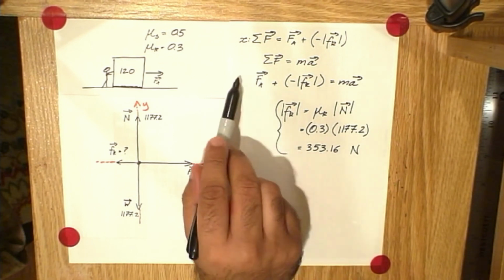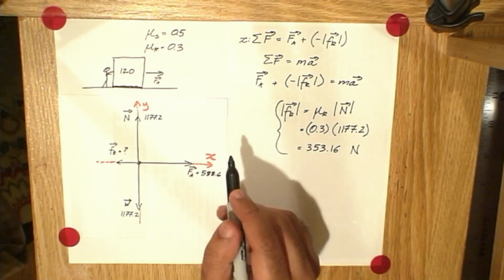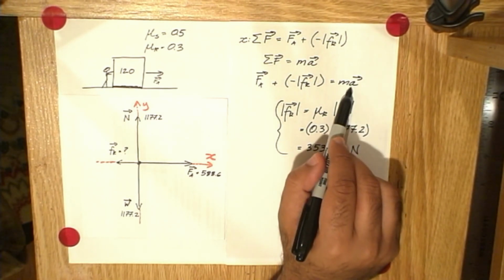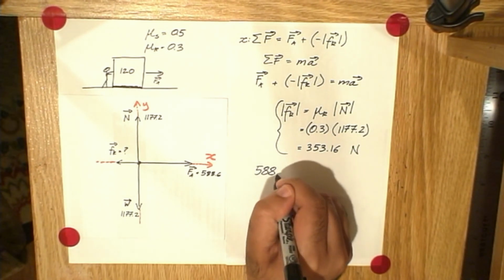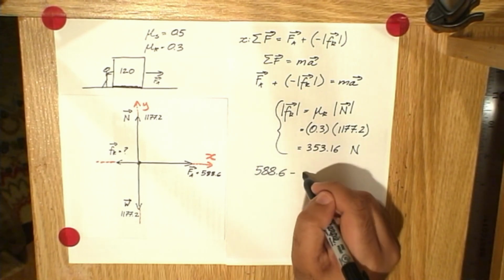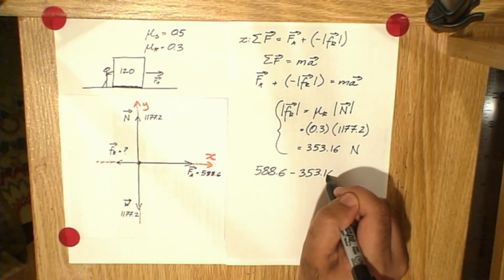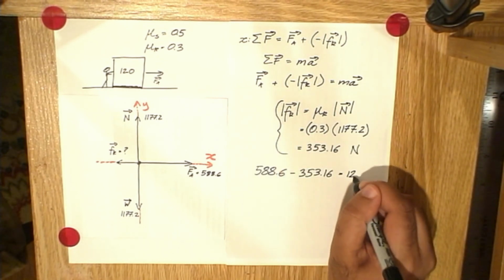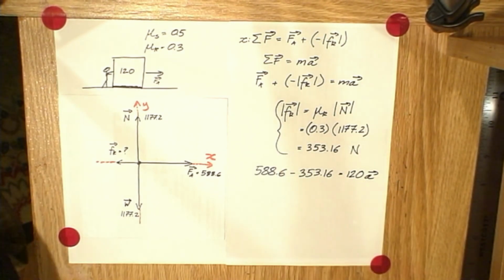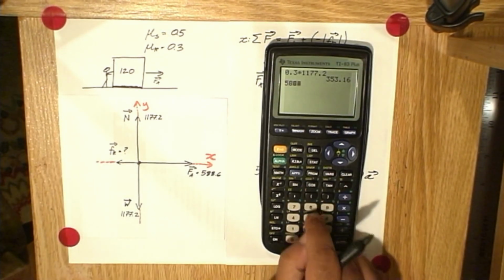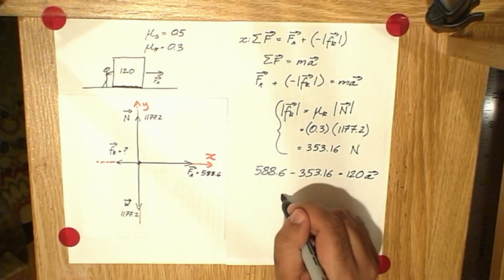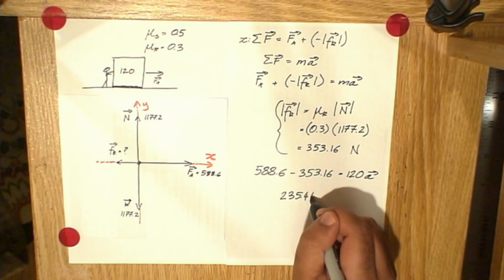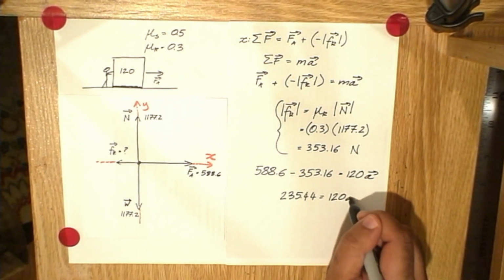Let's take this information and put it into the force balance. Since we know the applied force and the kinetic friction, the only thing that's unknown is this acceleration. So, applied force, 588.6, minus kinetic friction, 353.16, is equal to the mass, 120, times the acceleration. 588.6 minus 353.16 gives us 235.44. So 235.44 is equal to 120 times the acceleration.